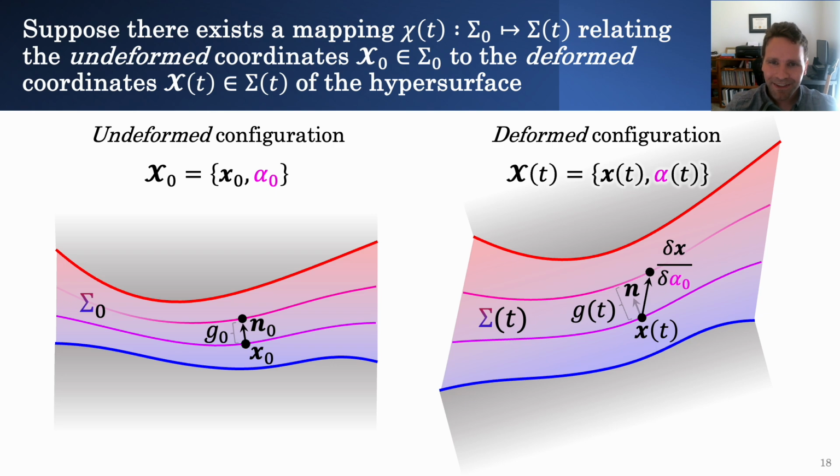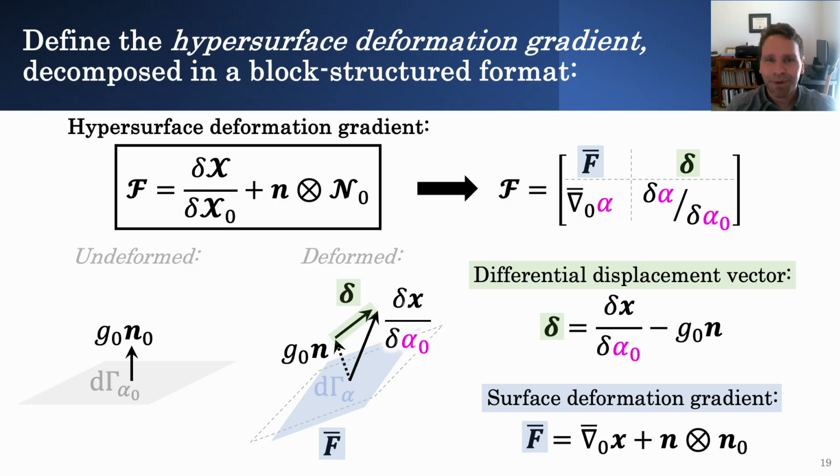So, given that we have a mapping between those two configurations, undeformed and deformed, we can then define a conventional deformation gradient, if you like. But because we're dealing with this hypersurface in this hyperdimensional space, we actually have to come up with a corresponding hypersurface deformation gradient. And it turns out that the appropriate way to define such a hypersurface deformation gradient is using this so-called hypersurface gradient operator. In particular, the hypersurface gradient operator measured relative to the initial configuration of the hypersurface.